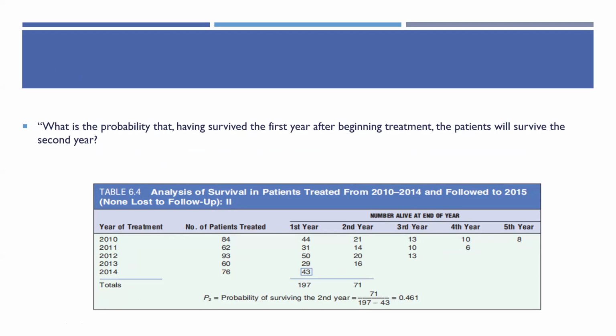To get the probability of surviving the second year, we divide the total number of patients who survived after the second year, that is 71, by 197, the total number of patients who were alive after the first year, minus 43 patients who were enrolled in the last year, 2014, for whom we have no further data of observation or treatment. So we get the probability of surviving the second year as 0.461.